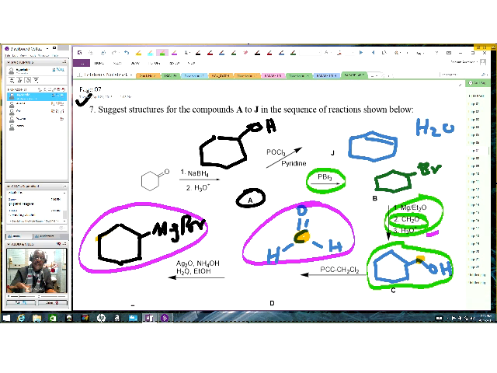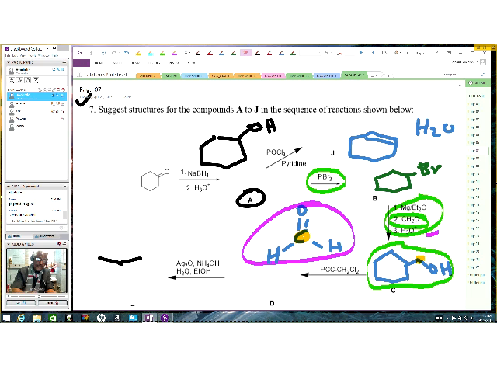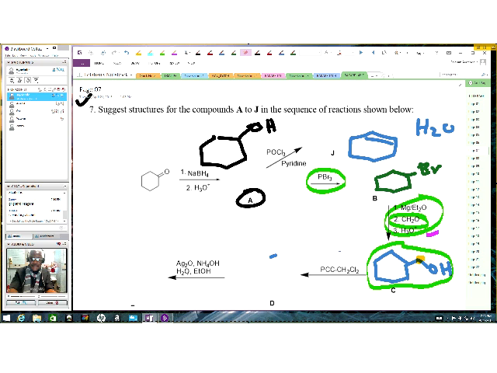Okay, so let us move on. Keep in mind, a Grignard reagent will react with formaldehyde to give you a primary alcohol. Keep that in mind, a primary alcohol.